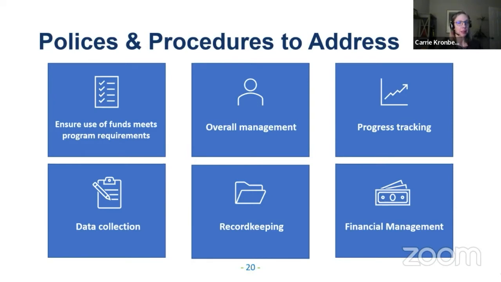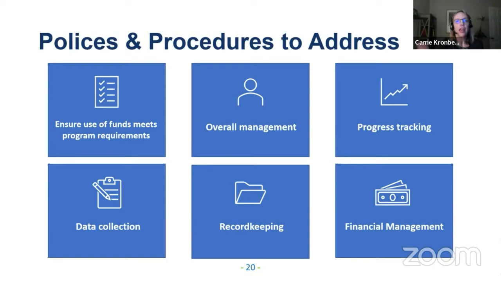Of course, record keeping. If anyone's been in a training with me, they've heard me say if it's not documented, it didn't happen. So record keeping, of course, is critical. And then finally, financial management. You have to have procedures to adequately manage your CDBG funds, CDBG-CV funds, and ensure all expenses are eligible.